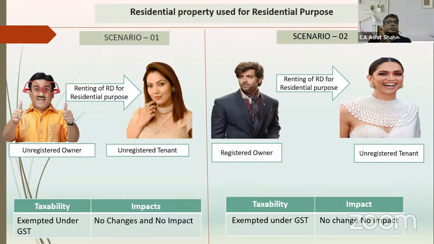So now let us see how the whole scenario looks. Scenario 1: an unregistered owner. Here Mr. Jethalal has rented out his residential property for residential purpose to an unregistered person, that is Babita. Naturally, he will love to give the residential property to Babita. In this situation, both the persons, lessor as well as lessee, are unregistered. Then what would be the impact? There will be no GST impact, because the lessor is unregistered, so he does not have to worry. The exemption is still provided. The tenant is also unregistered, so there is no change. He need not even register under GST and discharge GST liability. So in scenario 1, he need not worry.